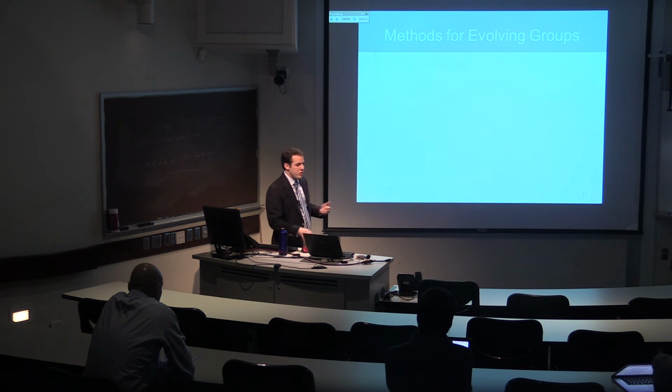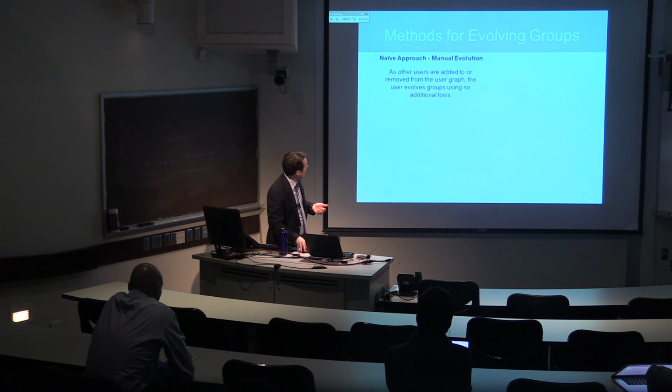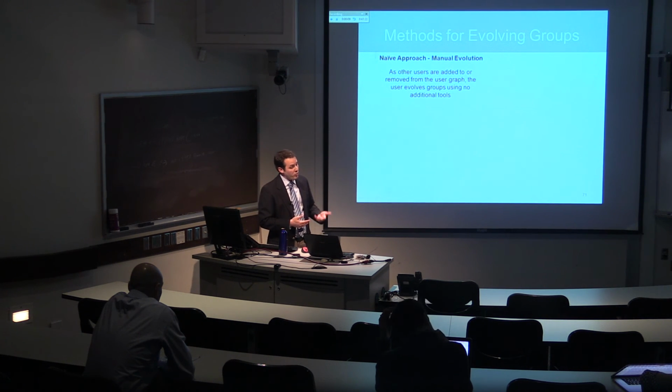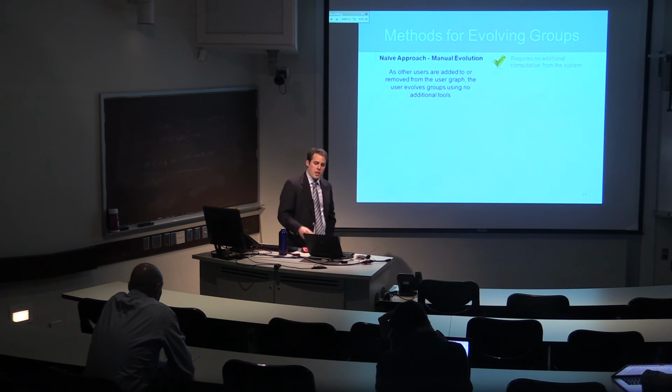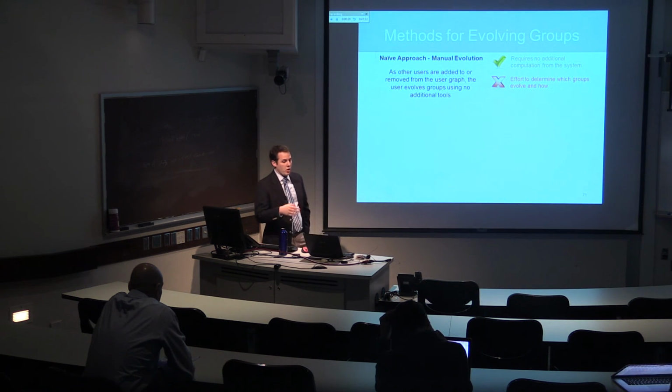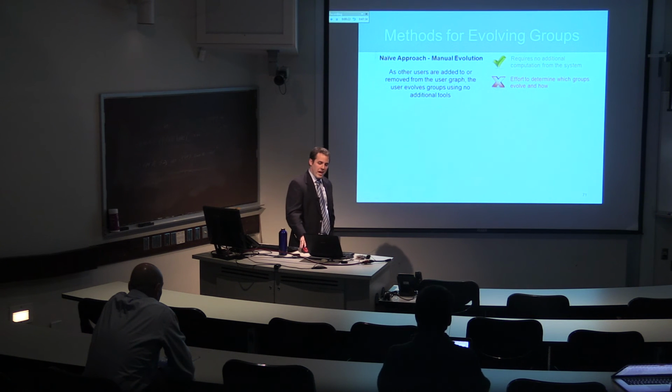So there are different methods she could use to do this. She could do a naive approach, or manual evolution, where as other users are added or removed from the user graph, the user evolves those groups using no additional tools. And this is good in that it requires no additional computation from the system, but it requires user effort to determine which groups should evolve and how.